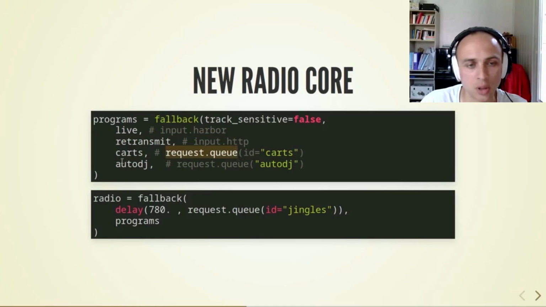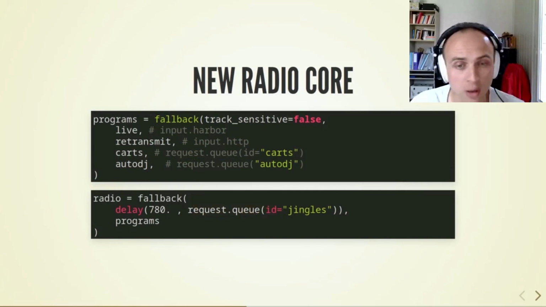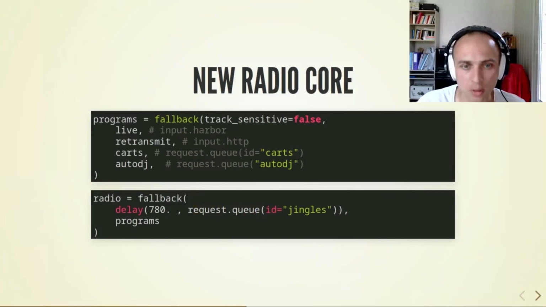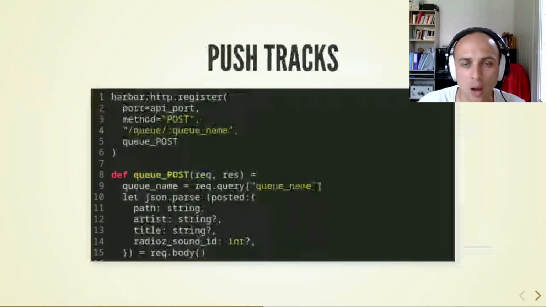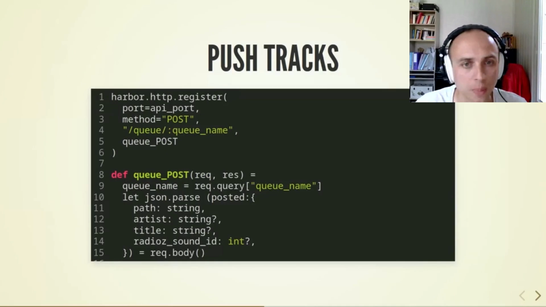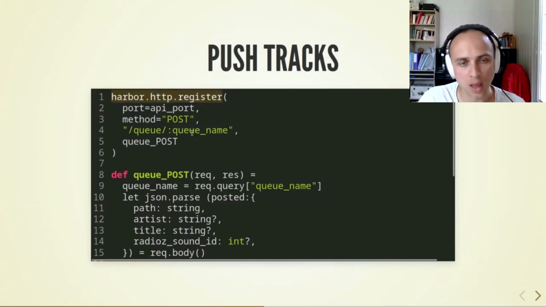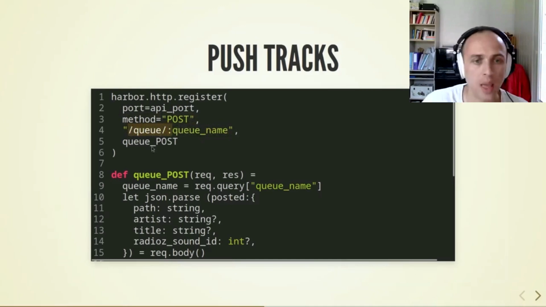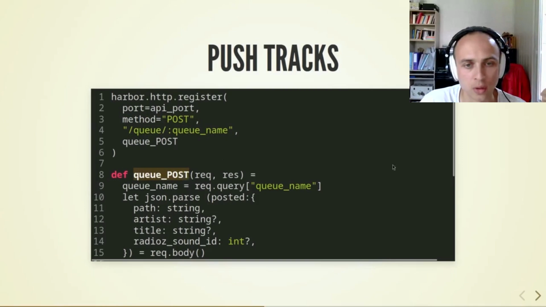The big difference is that I switch everything back to request queues for the card, the auto DJ, and even jingles. So that means that we have to push something into these queues, and that's the role of the scheduler application. On the Liquidsoap side, it looks like this. So there is a function to register a handler behind an HTTP endpoint. So the scheduler has to post to /q/jingles, for example. And it will be handled by this function.